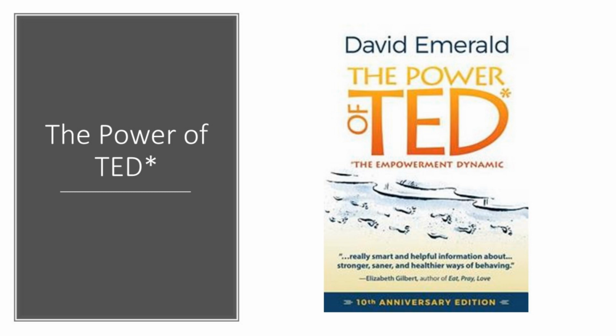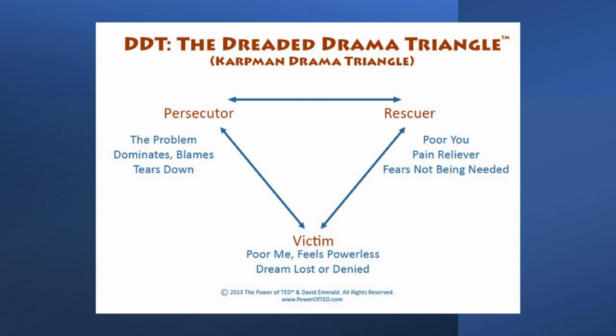Our last pragmatic approach examines the work of David Emerald as outlined in his book, The Power of TED. TED stands for the Empowerment Dynamic, and it's based upon the work of Stephen Karpman and his dreaded drama triangle. It follows a conceptual framework related to transactional analysis developed by a friend and noted psychologist Eric Berne. Emerald's DDT describes 3 standard default approaches that people rely on as they face interpersonal difficulties.